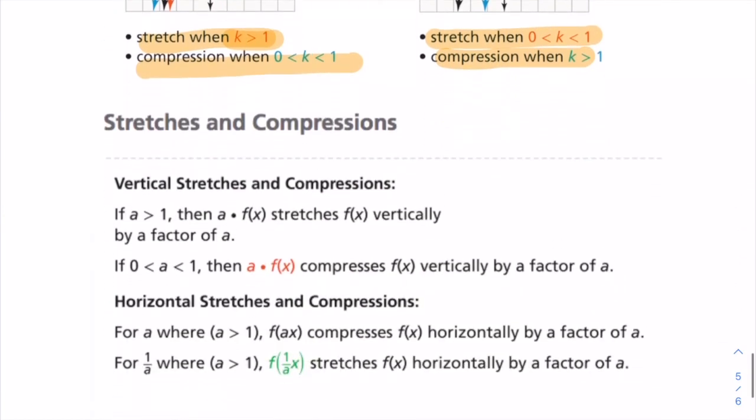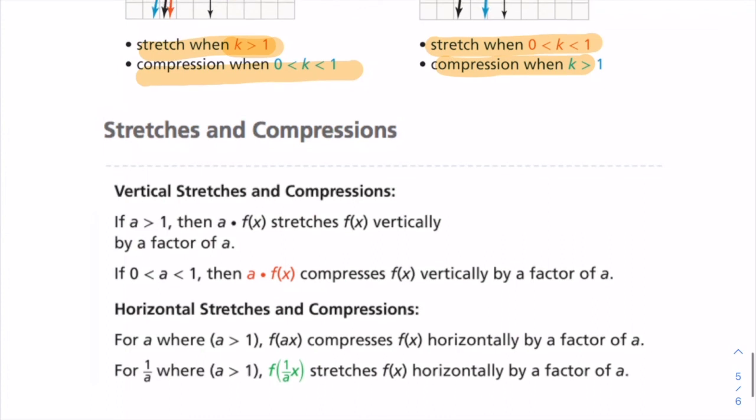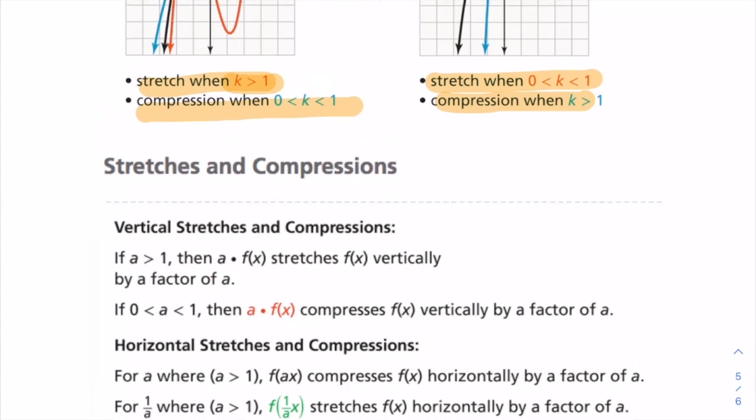Okay, here's another way to look at it when you have the values for a. But just remember, when it's a fraction, it's going to be wide. And when it's a number bigger than 1, it'll be a stretch.